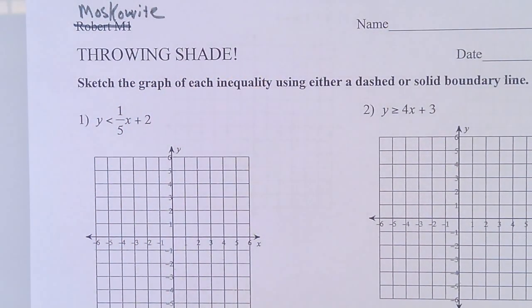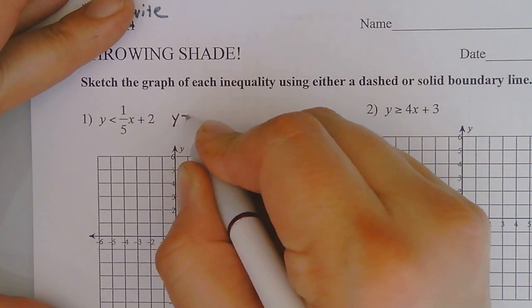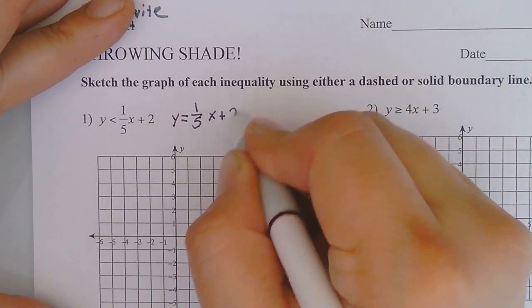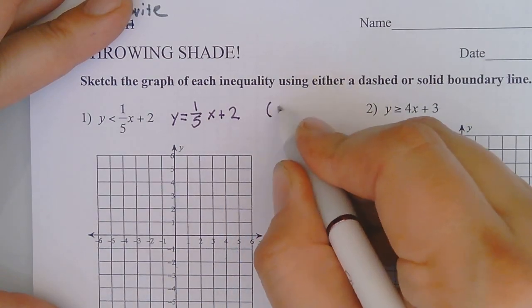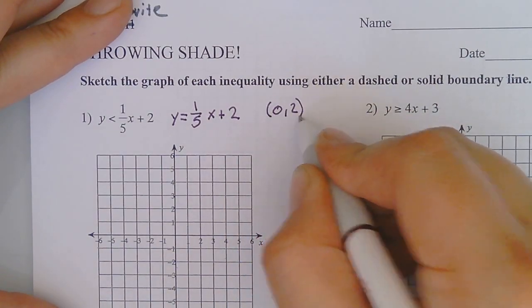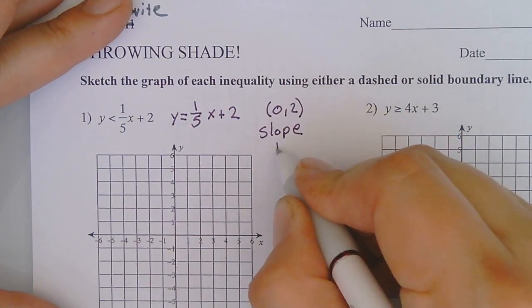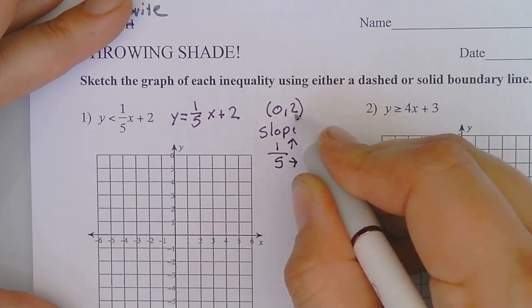All right, so this is graphing inequalities, and it's almost identical to graphing a y equals mx plus b equation. Y equals 1/5 x plus 2. Right here, this 2 is my starting point. It's my y-intercept. And my slope is 1/5, which means that I'm going to go up 1 and to the right 5 from that dot.